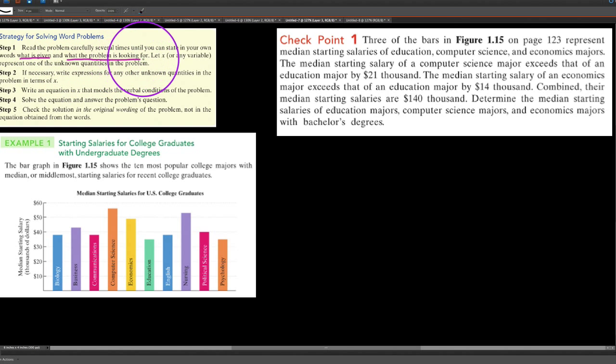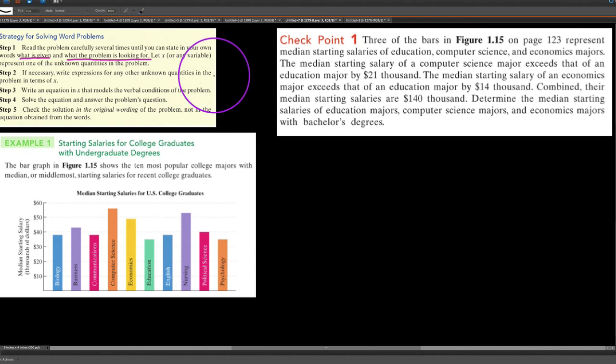These are the two essential things: what do I know already, and what is it that we are looking for? Now notice here it says let x, it could be any variable really, but let x represent one of the unknown quantities in the problem. And then step two will be, if necessary, write expressions for the other unknown quantities in terms of x. So the very first thing we want to do after we read through this is underline what we know, look at what we don't know and what we want to find, and then allow x to represent some quantity. That'll be the first thing we do, is define that variable.